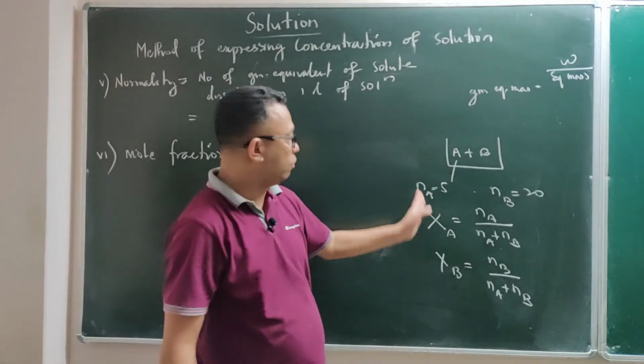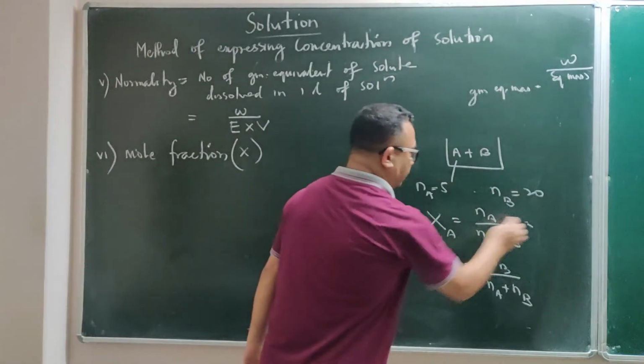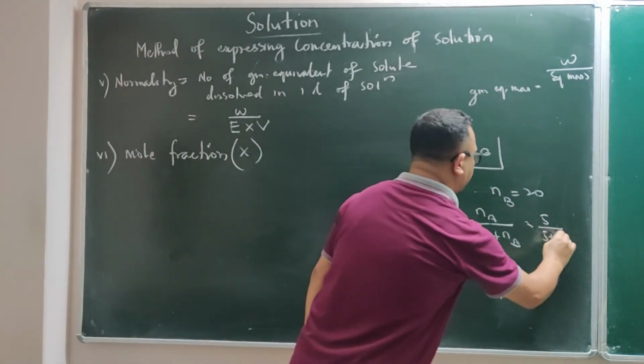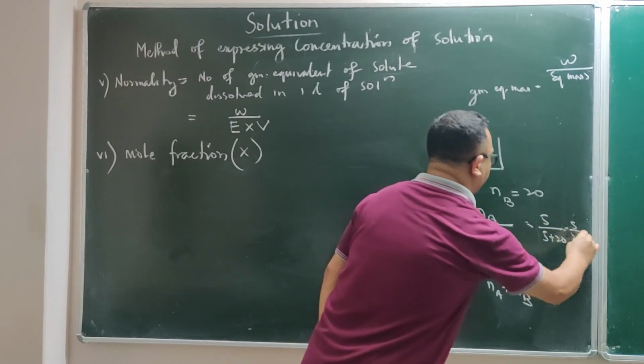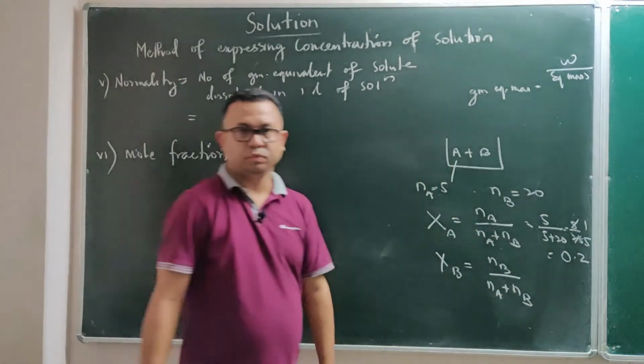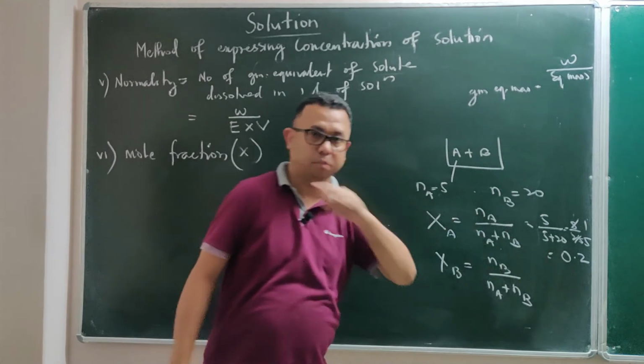Now, for example, if I want to find in this example what is XA, the mole fraction of A, then nA is 5 over 5 plus 20. So that is 5 by 25, which if I cancel it is 1 by 5, or you can say it is 0.2. So the mole fraction of A in this solution is 0.2.